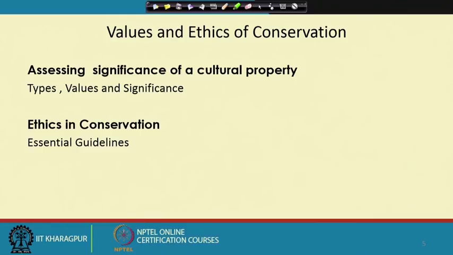Now, as I am talking about the various divergent approaches, what comes to your mind is who decides, are there rules, and what sort of guidance is there? There comes a basic question of ethics and assessing significance. For example, if I talk about the Taj Mahal, you already know the Taj Mahal is a World Heritage Site. What should be done for the Taj Mahal is probably not the same as what we will do for, say, the old building in IIT Kharagpur.